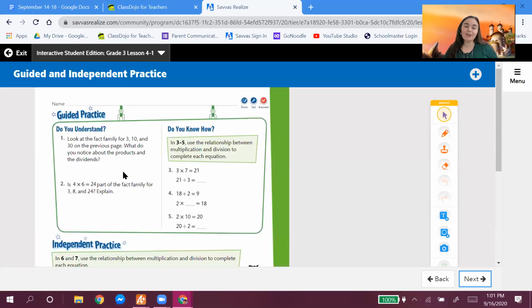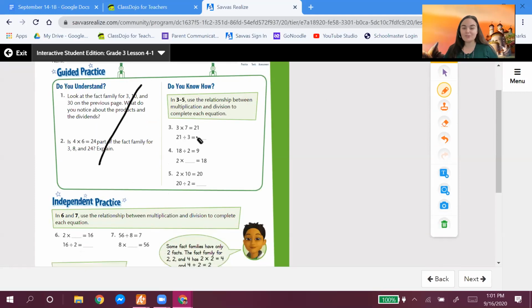So here in our guided practice, we're not going to worry about 1 and 2 for today because that's not what we're going to be using. But we are going to look over here on 3 through 5. All right? So let's walk through the first one together.